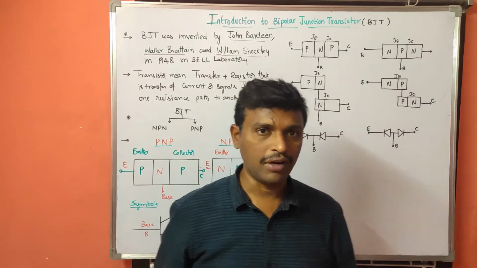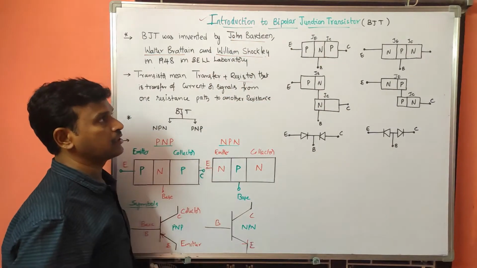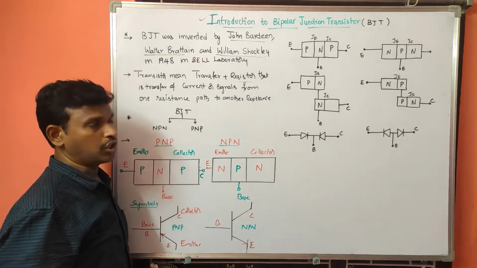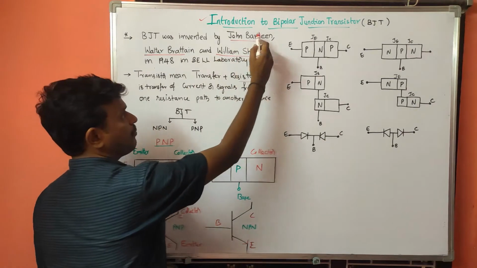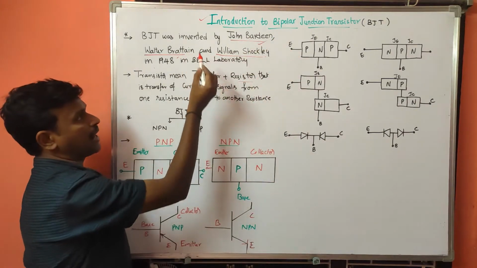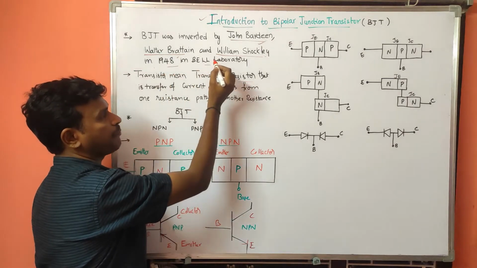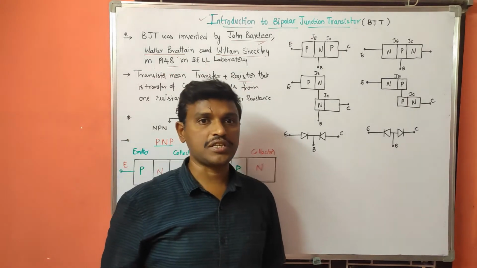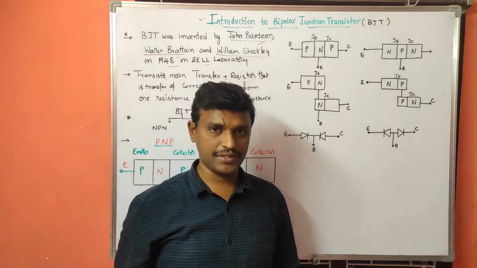Okay, now I will consider here the introduction to the bipolar transistor, that is the BJT. The BJT or bipolar transistor was invented by John Bardeen, Walter Brattain and William Shockley in 1948 in Bell Laboratories. So these three scientists invented our bipolar junction transistor.